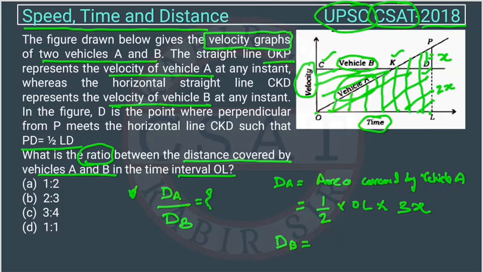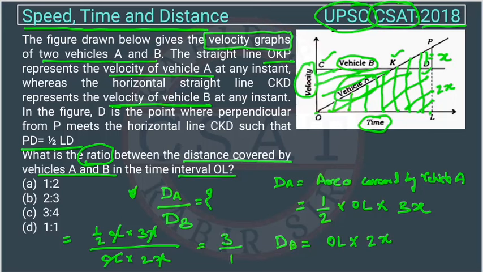So we know that the area of a rectangle equals base OL into this one, DL or CO, both are equal, right? So this will be 2x. It's asking the ratio of this, so the ratio will become how much? It will become 1 by 2 OL into 3x, and DB will be OL into 2x. This OL will cut this OL, this x will cut this x. So this will be 3 upon 2 on this side, 2 into 2, 4.